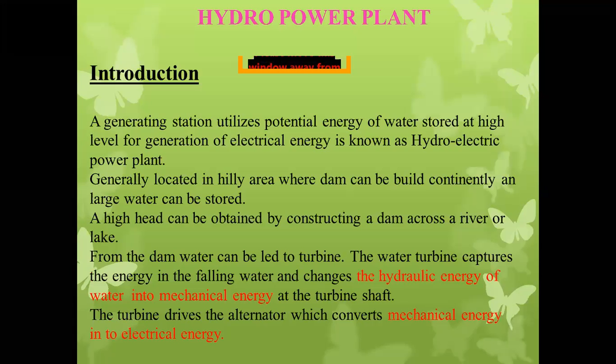So see over here, introduction for the hydropower plant. It is a generating station which generally utilizes the potential energy of the water stored at a high head. Stored at high head for generation of electrical energy is known as a hydroelectric power plant. So the potential energy of water which is stored at a high head or high level is used for production of electrical energy.